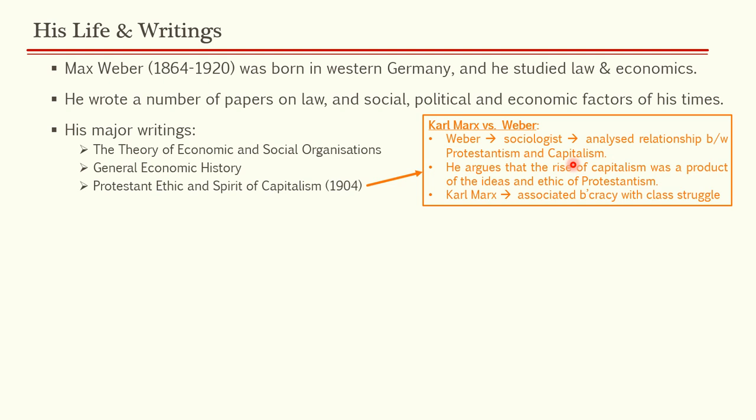So what Weber did in his book in 1904 was analyze the relationship between Protestantism and capitalism. He argues that the rise of capitalism was a product of the ideas and ethic of Protestantism. Now what is Protestantism? Very briefly, it is a sect or division of Christianity. Christianity has three main sects or divisions, one of which is Roman Catholic Christians. The second sect is Protestant Christianity, which came to rise saying that there are some errors in Roman Catholic practice, and to get rid of those errors, Protestant Christianity came to rise.